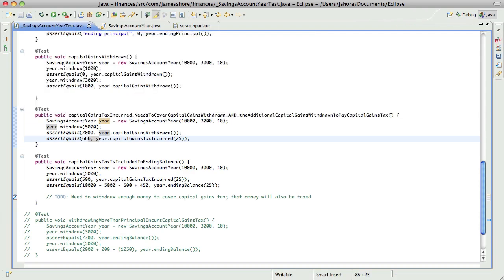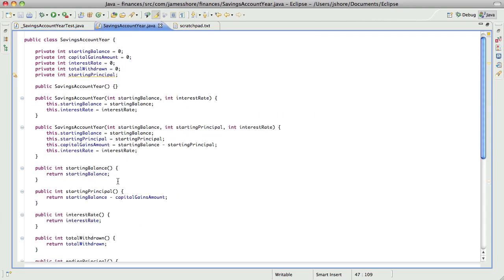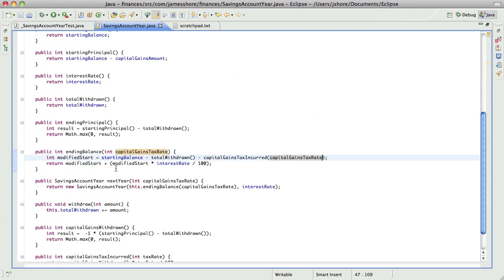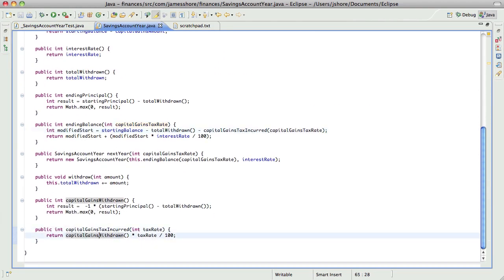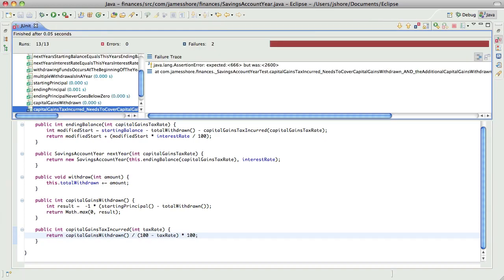So let's fix our savings account year calculation. Capital gains tax incurred is going to be capital gains withdrawn divided by 1 minus the tax rate. Oh great, here we go again. 100 minus the tax rate. We'll just hack away at this and see how we can make it work. Of course, the problem is I'm using integer math rather than floating point math, and that makes things all kinds of wonky. So capital gains tax withdrawn divided by 100 minus the tax rate. Let's see, that's not the right answer. Let's see what happens. Well, it's getting closer.